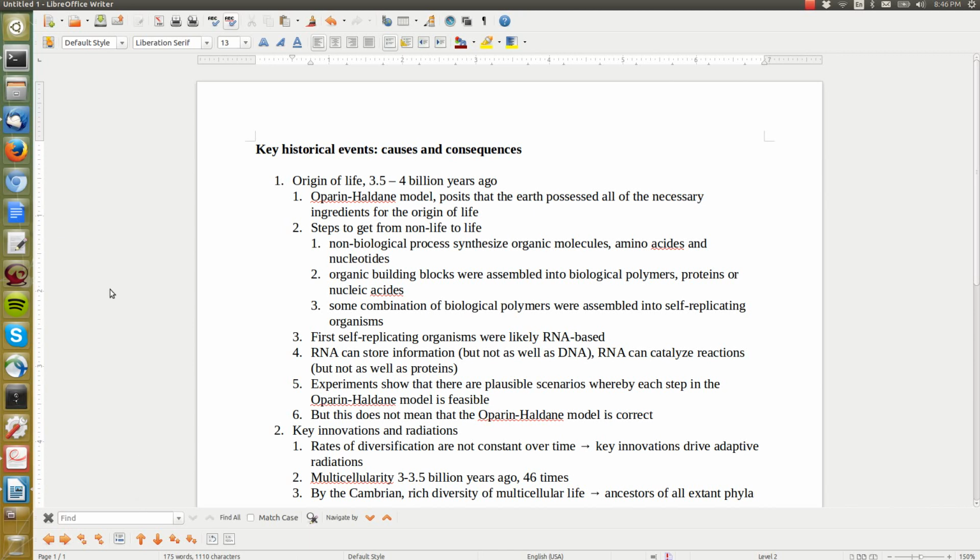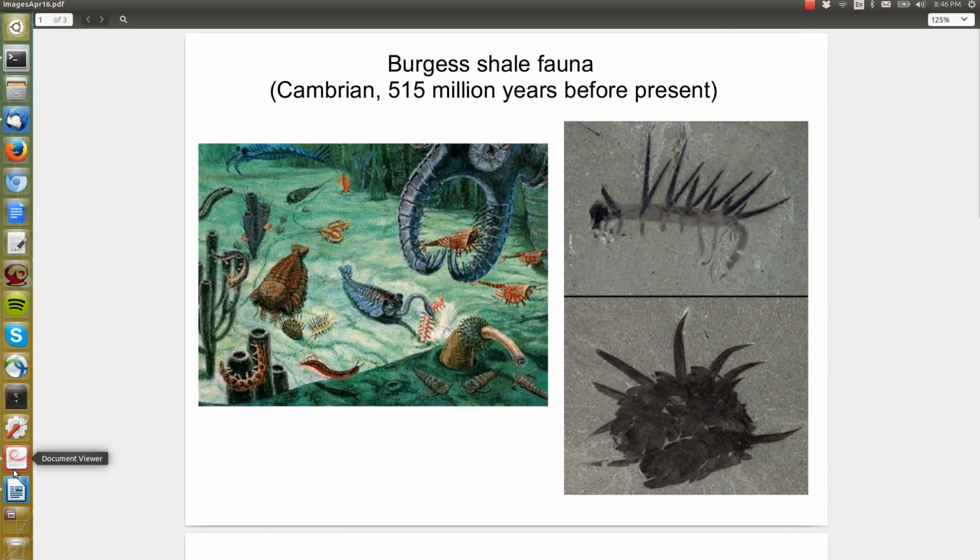And I'll show you an image real quick here. So here is one of the more famous representatives from the fossil record of the Cambrian period. This is the Burgess shale fauna, and it dates to the Cambrian period, so about 515 million years before present. And here's an artist rendering based on fossils of the diversity of organisms you see. Some of the key things that are going on by this point is you have a greater number of ways of making a living than were available before.